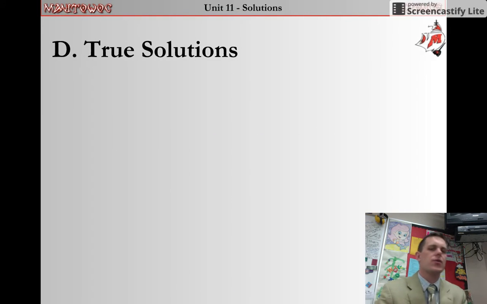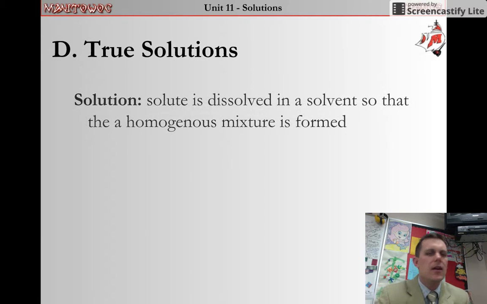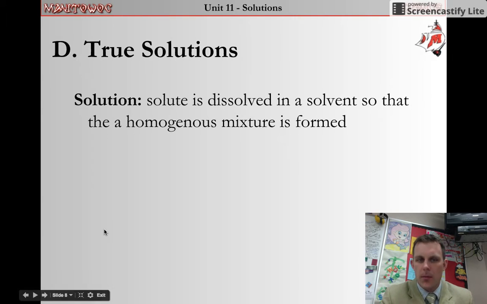And lastly, true solutions. Now, these are the ones that we'll be focusing on most during Unit 11. Solution is defined as a solute that's dissolved in a solvent so that a homogeneous mixture is formed.